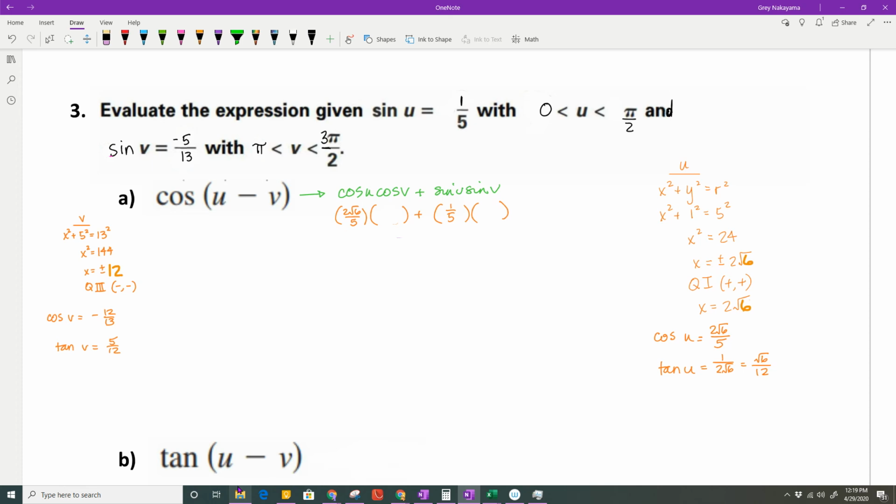So the cosine of v from what we just did is negative 12 over 13. Sine of v, they gave it to me. So now I'm going to simplify. So now it's going to be in purple because all I'm doing is simplifying all that I have right there. Okay. Now, this is a carryover of that problem. It's part B. So I did the work here with the tangent problems.